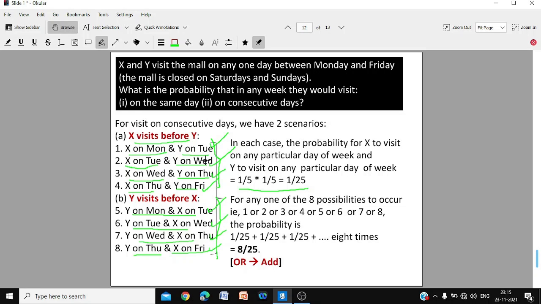And OR, we do not want all of this, we want any one. Either 1 or 2 or 3 or 4 or 5 or 6 or 7 or 8. So 1 by 25 OR means plus, 1 by 25 OR means plus, 1 by 25, 8 times. For these 8 possible ways joined by OR, 8 times 1 by 25 is 8 by 25. So what we learn is OR means add, AND means multiply, OR means add.